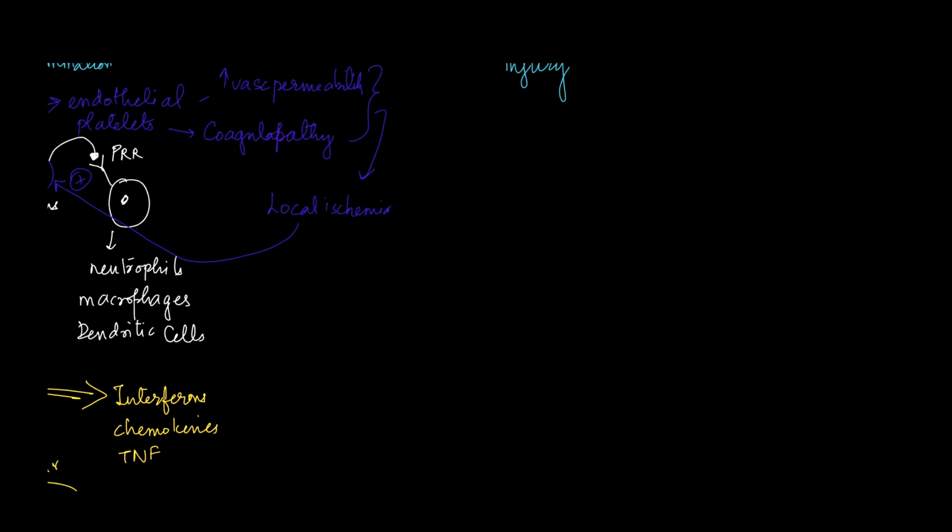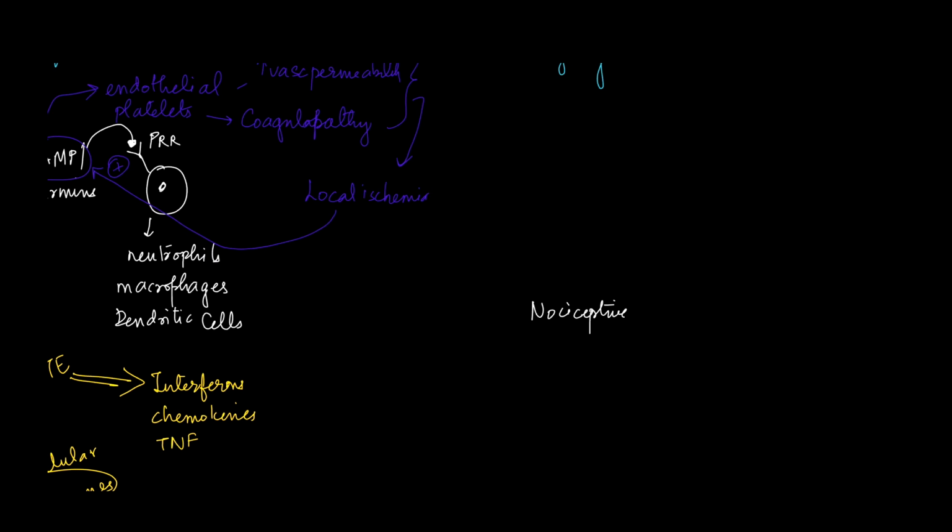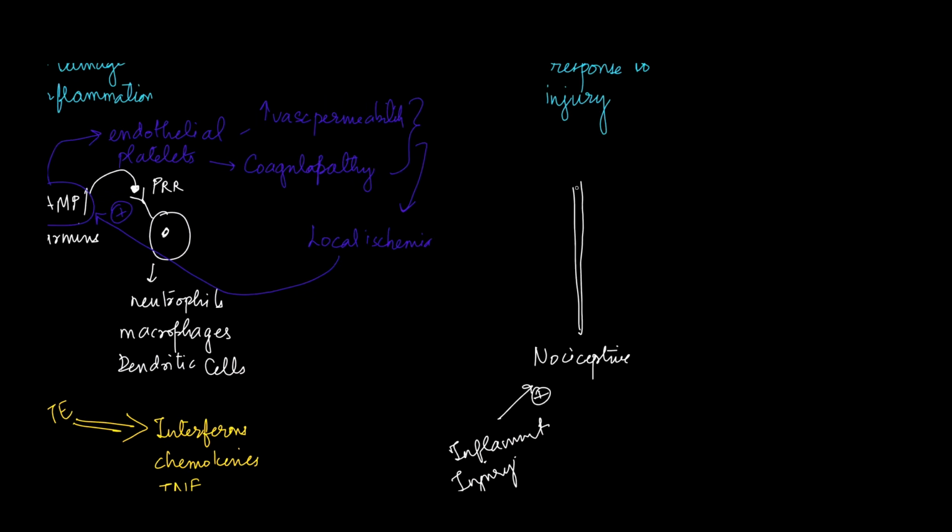Okay, now we'll move on to the neuroendocrine response to injury. So the nociceptive neurons get excited by, one, local inflammation, which we just discussed, and by direct injury. So activation occurs by inflammation as well as direct injury. Now, these nociceptive neurons ultimately terminate in the hypothalamus. The tract goes via the spinal cord, the thalamus, the hypothalamus. So this ends up in the hypothalamus, which releases corticotrophin releasing factor.